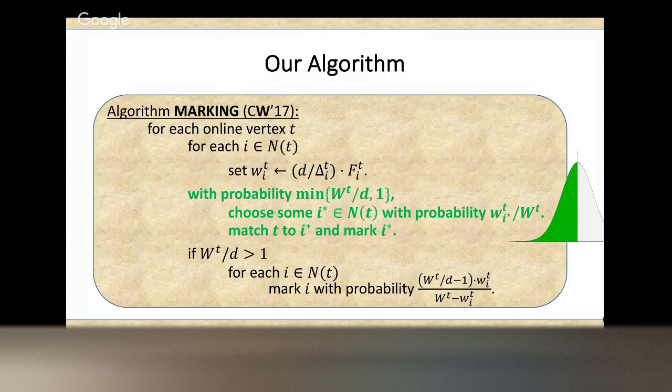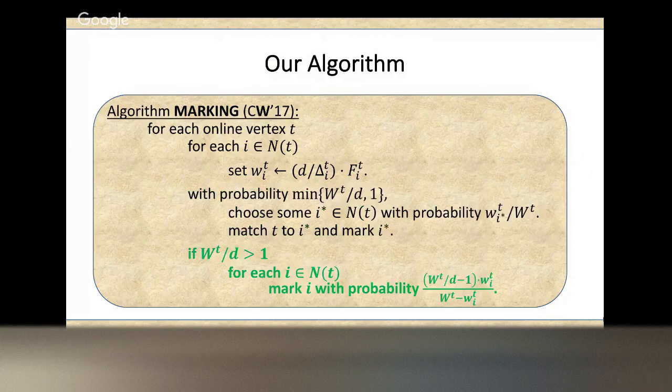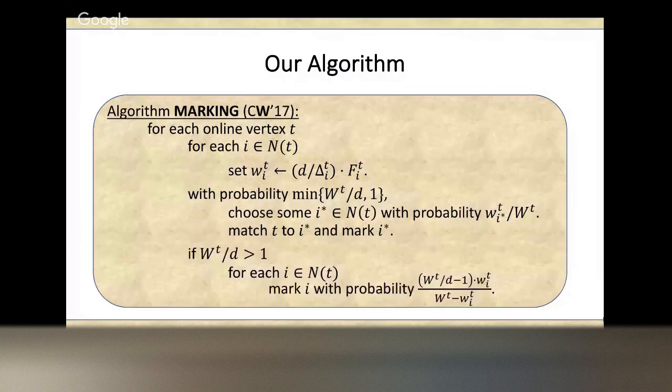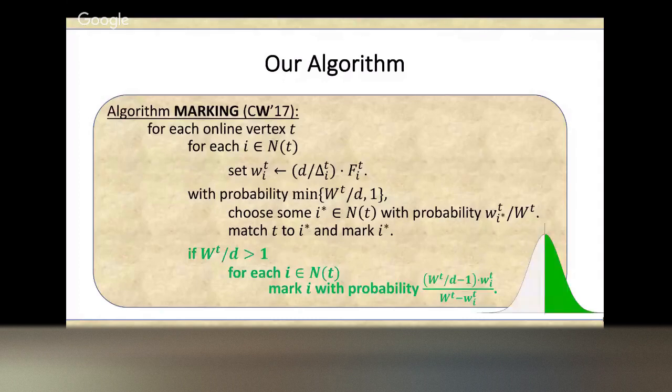And finally, the sum of the weights being lower is the left side of the bell curve in our intuition for the solution earlier. And for the right side of the bell curve, if the sum of the weights is higher than its expectation, we'll mark each offline neighbor of t with some probability. Don't worry about the exact expression, it's just something to make the terms work out. So in the case where w over d is greater than 1, you still match, but then you mark a few more, so you also burn off a few offline vertices.